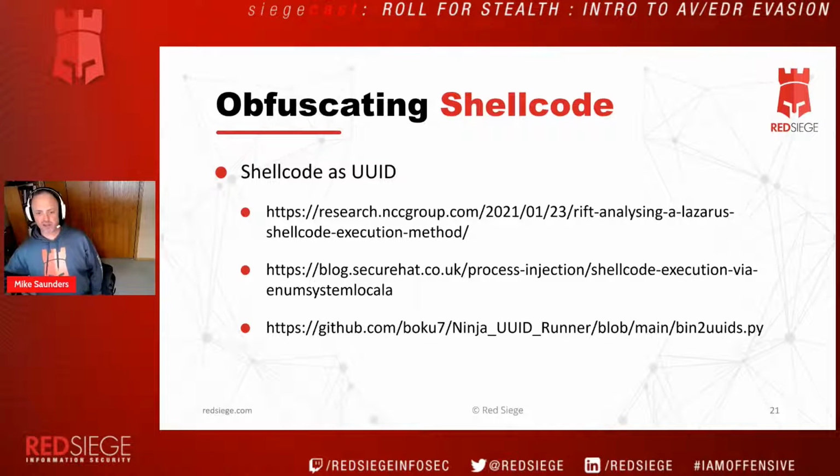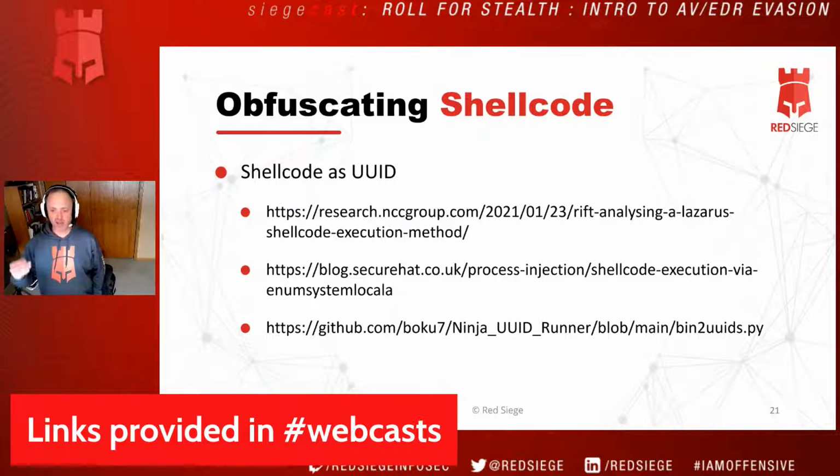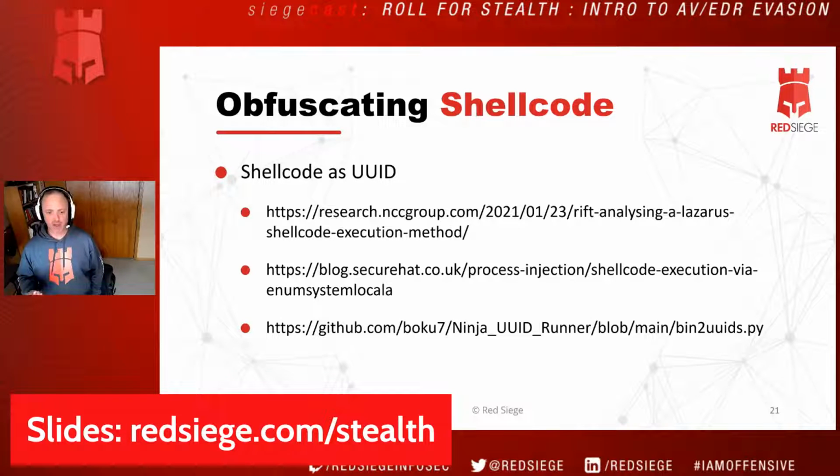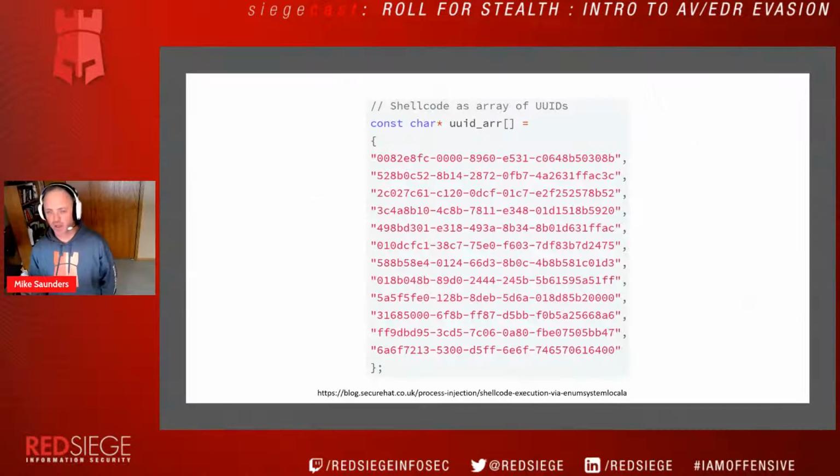NCC Group did some analysis last year of a Lazarus Group shellcode execution method, and they found some interesting things. One was the way that the shellcode was being executed, using an API called EnumSystemLocales. But what they also found was the way the shellcode was being stored. It was being stored as a UUID. And there is a tool that Bobby Cook put together called Ninja UUID Runner. When you run that and feed it your binary shellcode, it will create a set of strings structured as a UUID that you can use.